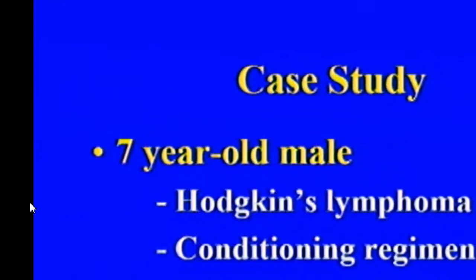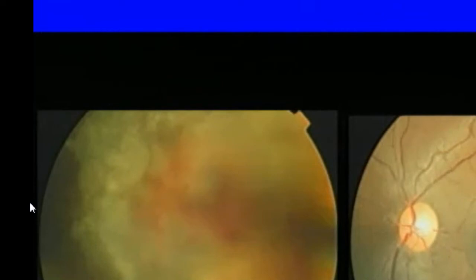The patient had Hodgkin's lymphoma and had a conditioning regimen for hematopoietic stem cell transplantation of cord blood. Patient had prophylaxis for graft versus host disease. So he was on immunosuppression, and therefore he was immunocompromised. He complained of blurring of vision in the right eye. And what we saw was a posterior hypopyon.